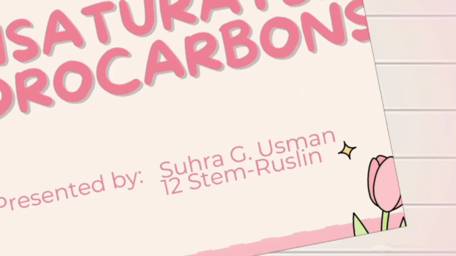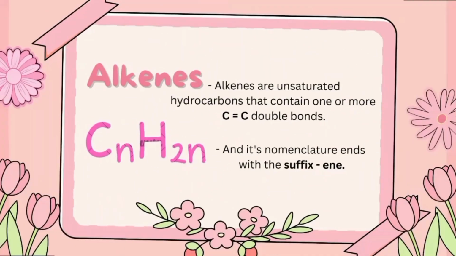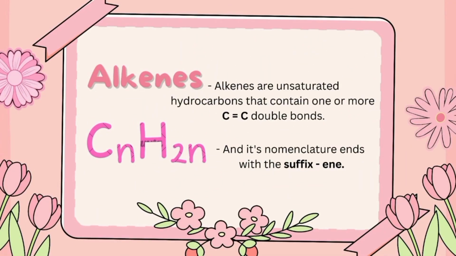Unsaturated hydrocarbons. Based on our definition, the unsaturated hydrocarbons have at least one double or triple bond. It means unsaturated hydrocarbons are compounds made of carbon and hydrogen that contain double or triple bonds between carbon atoms. These bonds make them less saturated with hydrogen and more reactive than alkanes. Unsaturated hydrocarbons can be divided into two categories, the alkenes and alkynes. In my presentation, I only discuss the alkenes, okay?